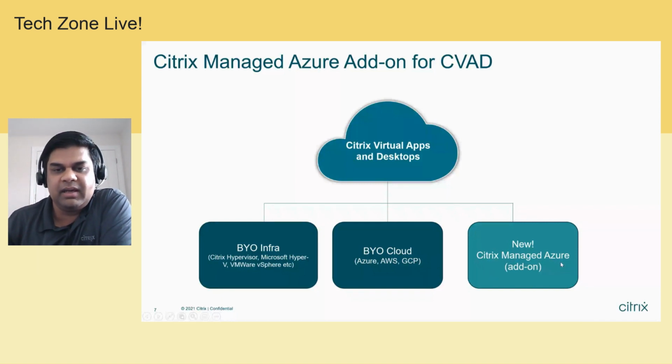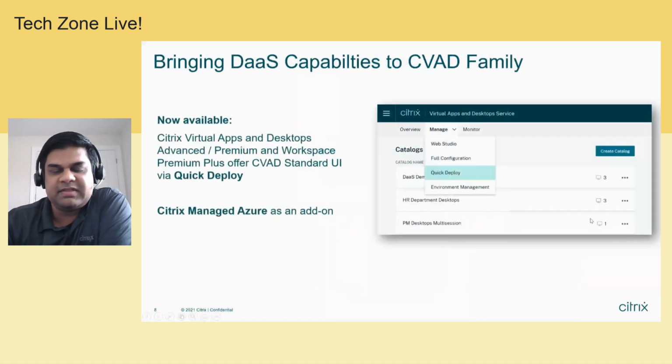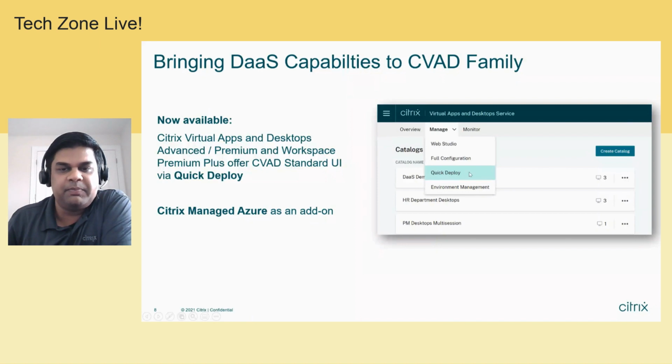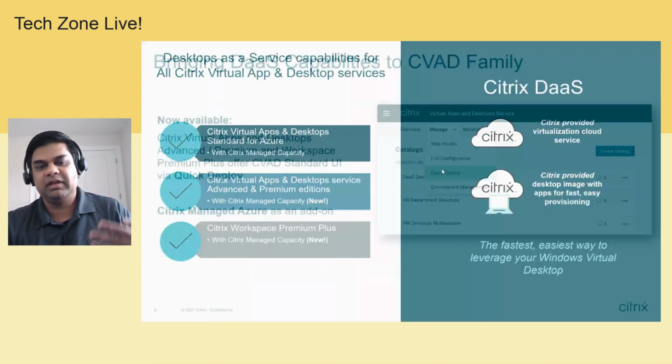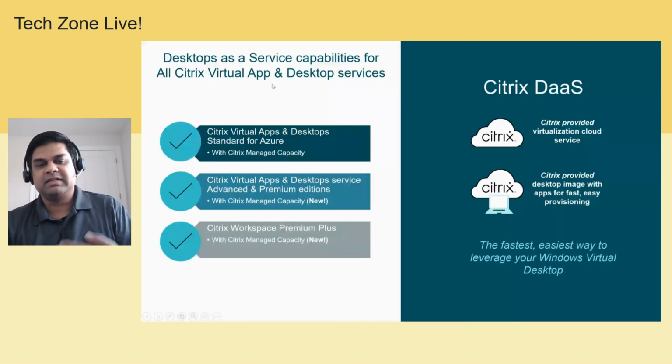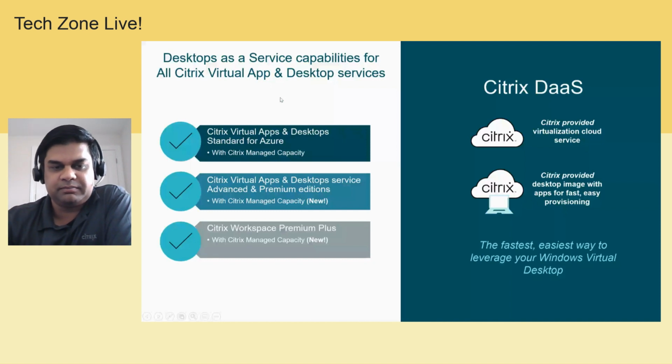So now I'll quickly breeze through some of the new capabilities we have launched. Obviously, the Citrix Managed Azure is now available with all editions of CVAT. I talked about it. So the way to access the Citrix Managed Azure is through the quick deploy flow. So this option is now available with every edition of CVAT. And the Citrix Managed Azure, you just buy that as an add-on. It's available with every edition. Once you buy it, you can start taking advantage of the Citrix managed capacity.